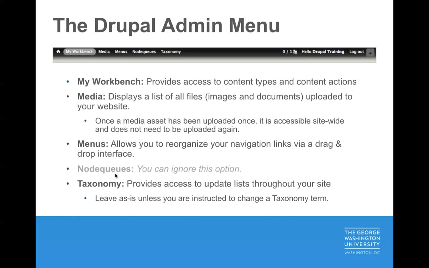The menu section allows you to reorganize your navigation links via a very convenient drag and drop interface. Node queues, we can't hide it and we can't turn it off, but you can completely ignore it. It doesn't do anything. And then taxonomy provides access to update keyword lists throughout your website. So you want to leave it as is unless you're instructed to change the taxonomy terms. This is where site placement terms get created, so your site placement list, and then any other keyword tags that might be applied throughout your site. That's all going to be done under taxonomy, but it basically requires a very well thought out plan because the tagging has to be very specific.